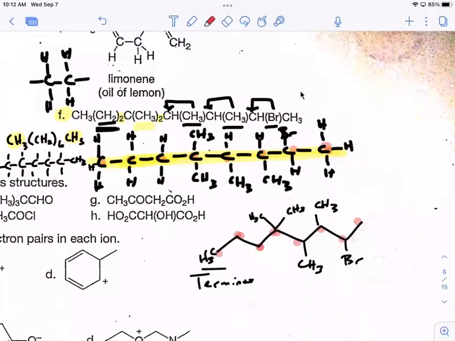So this carbon is right here. This carbon here is here. This carbon is here. This one is here. And then you see the carbon with the 2 methyl groups here. That's the CH2. That's the CH2. And then the CH3 is here. Are we okay with that?